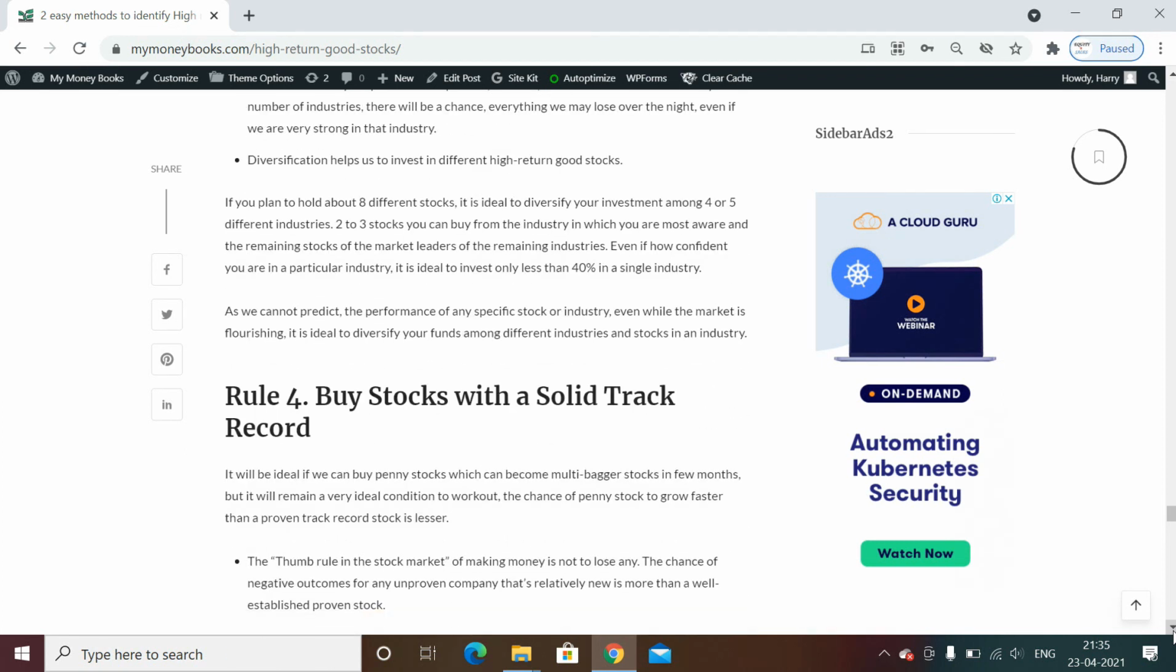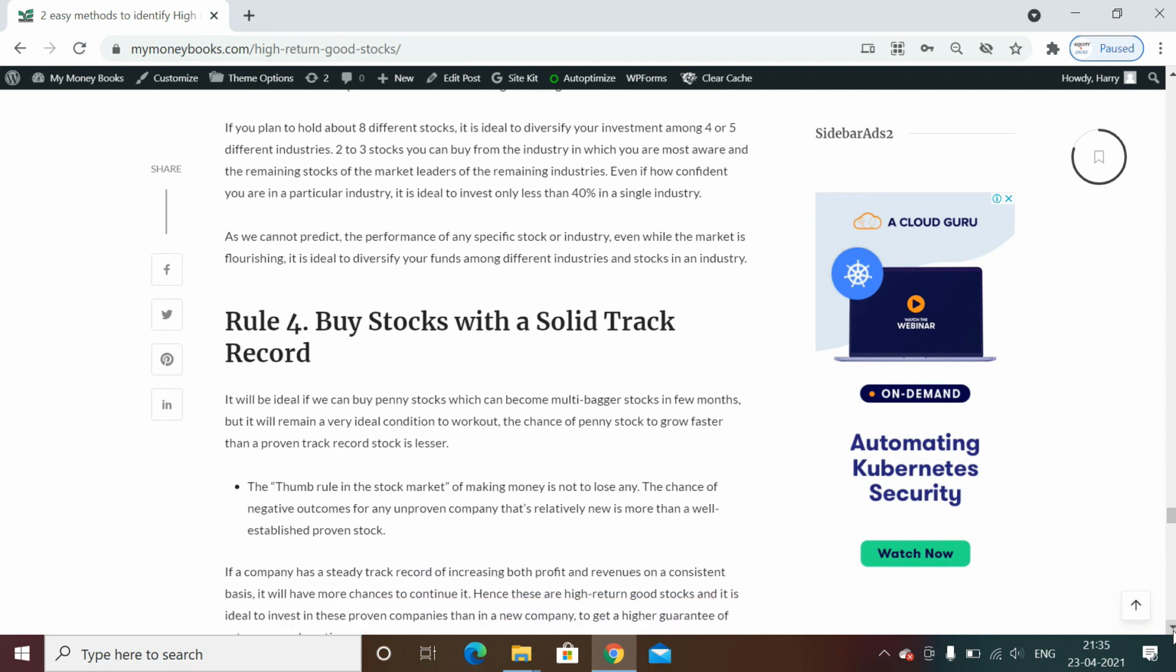Golden rule number 4: buy the stock with a good track record. Everyone expects to buy a penny stock and make it a multi-bagger, but the chance of becoming a multi-bagger is very less. So if you're buying a company with a good track record, meaning an average return every year like that, the chance of growing will be more.